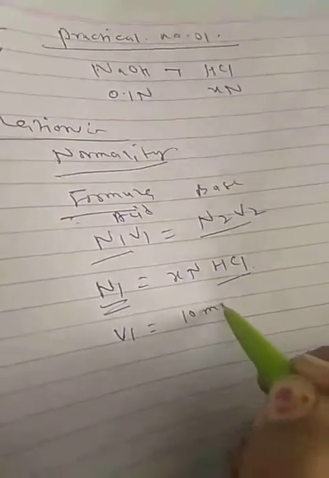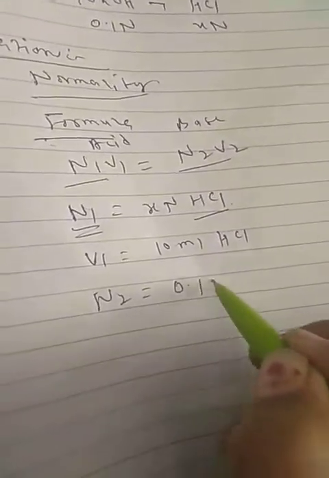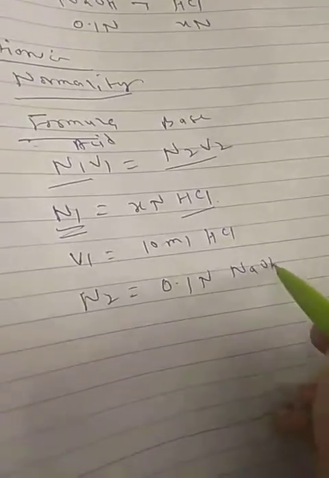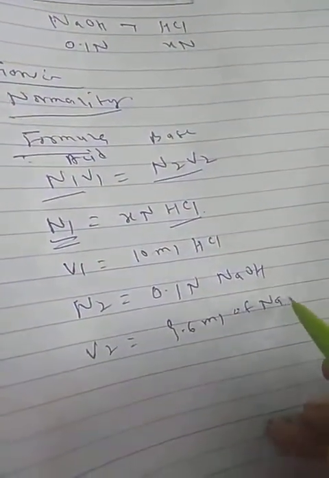V1, the volume we have taken in the pipette, is 10 ml of HCl. What is N2? N2 is the given normality, 0.1 normal NaOH. Then what is V2? The burette reading, 9.6 ml of NaOH. In this way you have to write all the points.